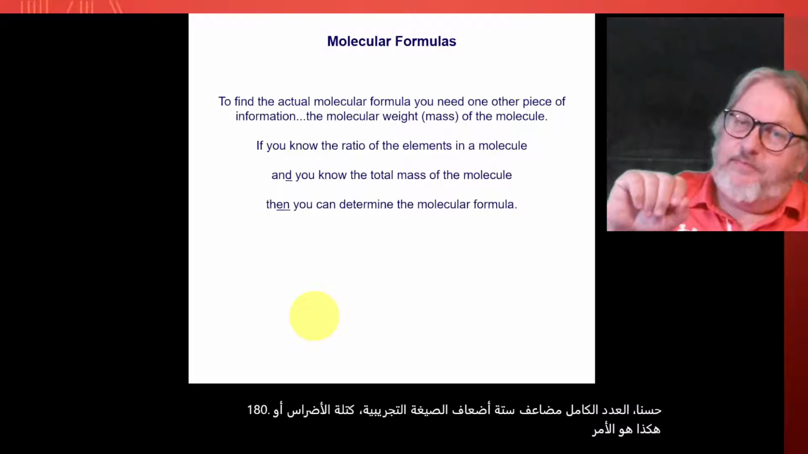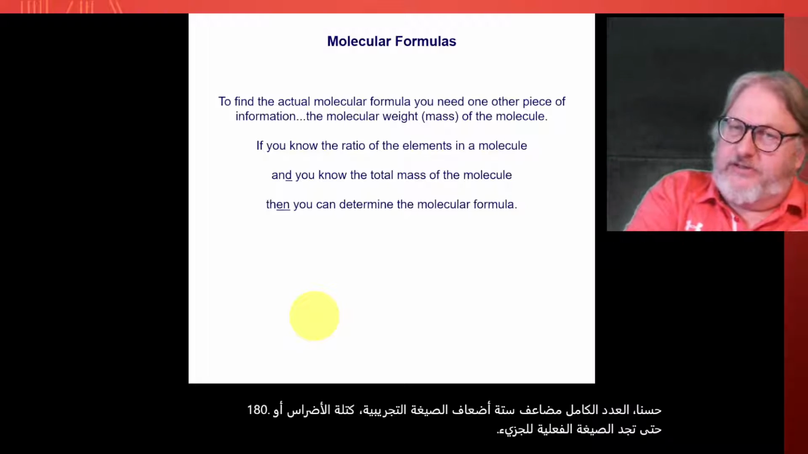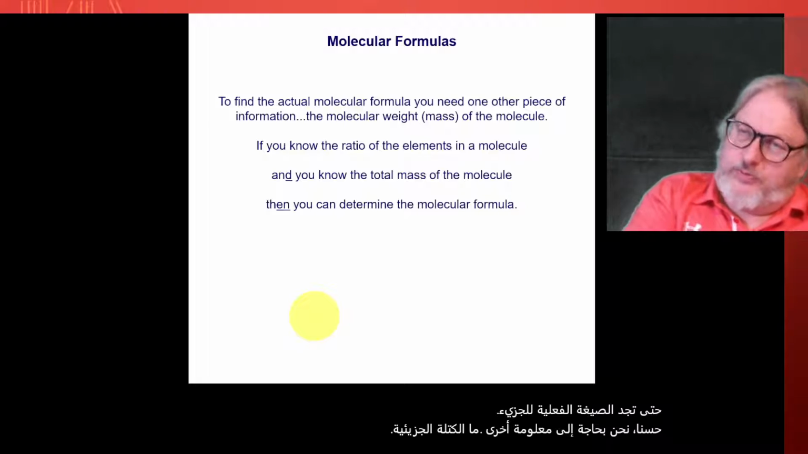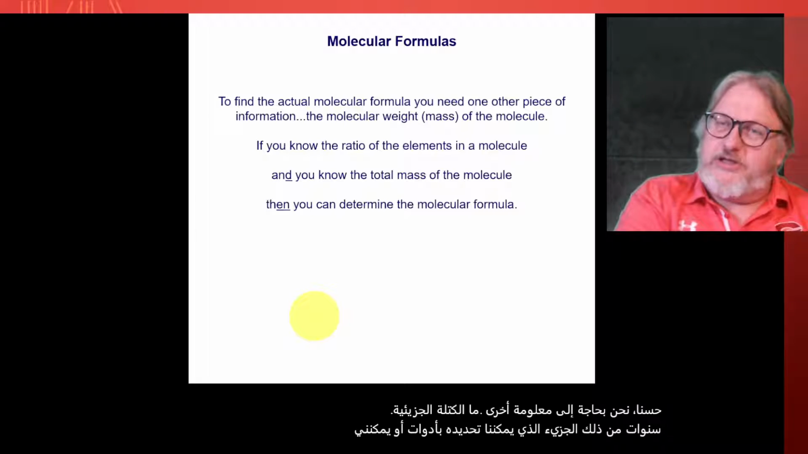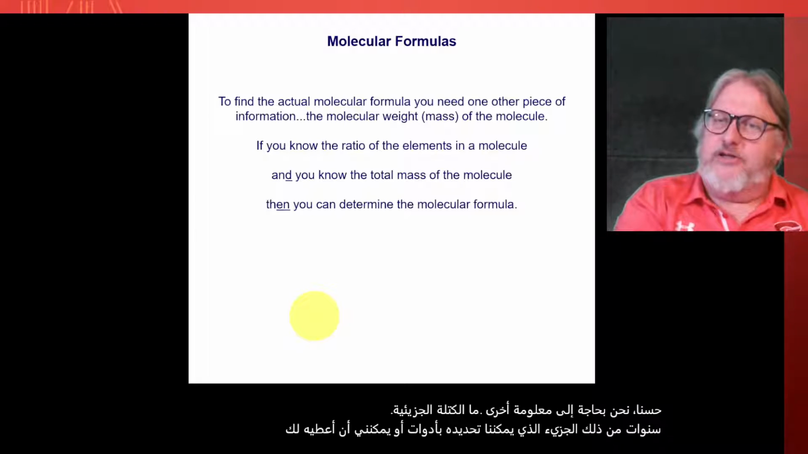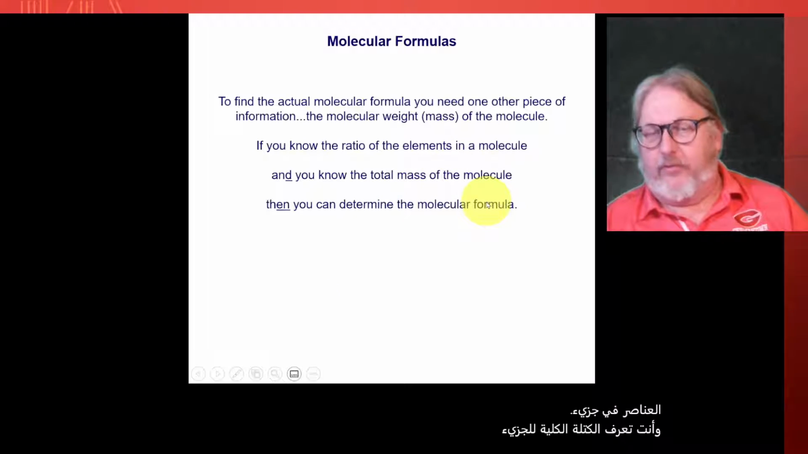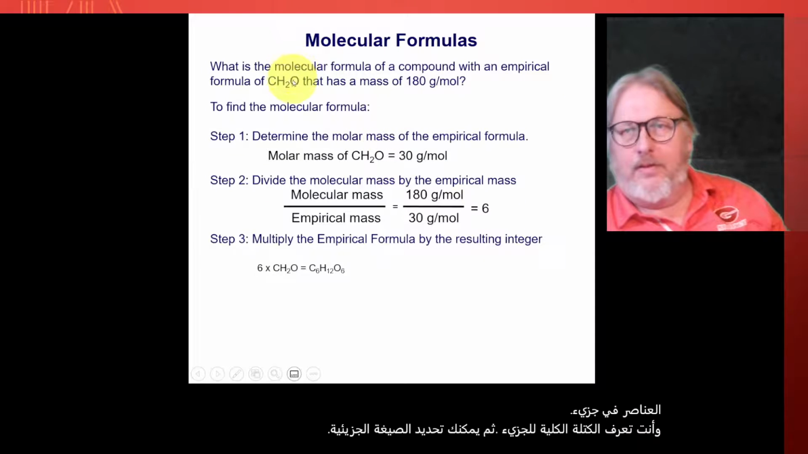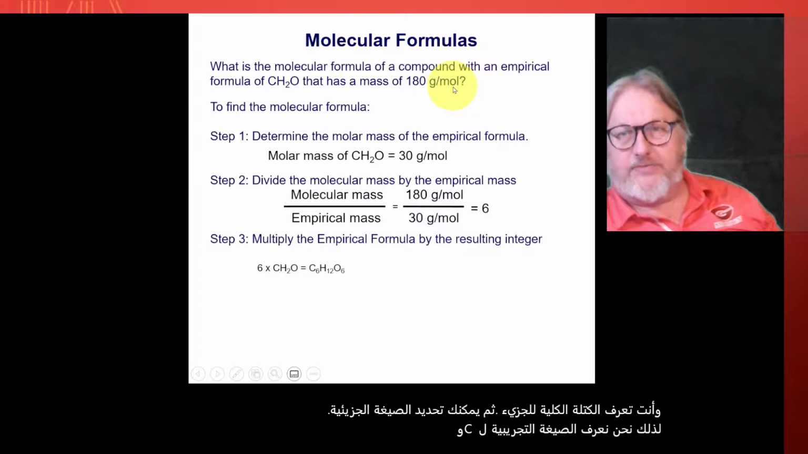So to find the actual formula of a molecule, okay, we need one other piece of information: what the molecular mass is of that molecule, which we can determine with instruments, or I can give it to you in a question. If you know the ratio of the elements in a molecule and you know the total mass of the molecule, then you can determine the molecular formula. This is how we do it. So we know the empirical formula of CH2O, and it has a mass of 180 grams per mole.